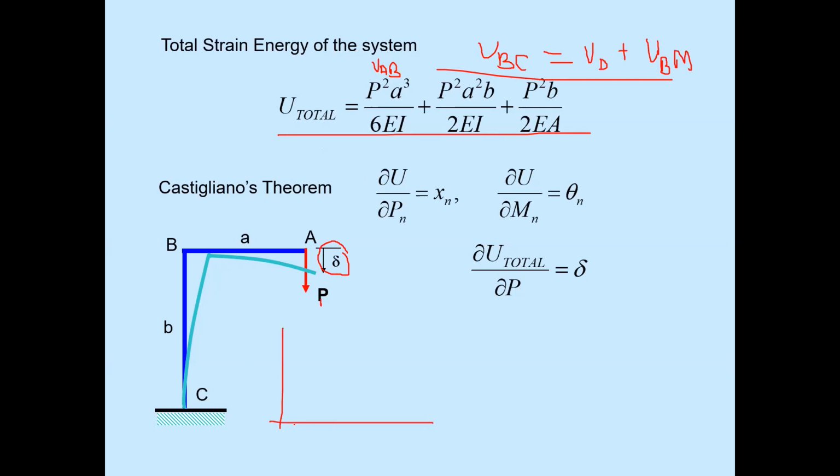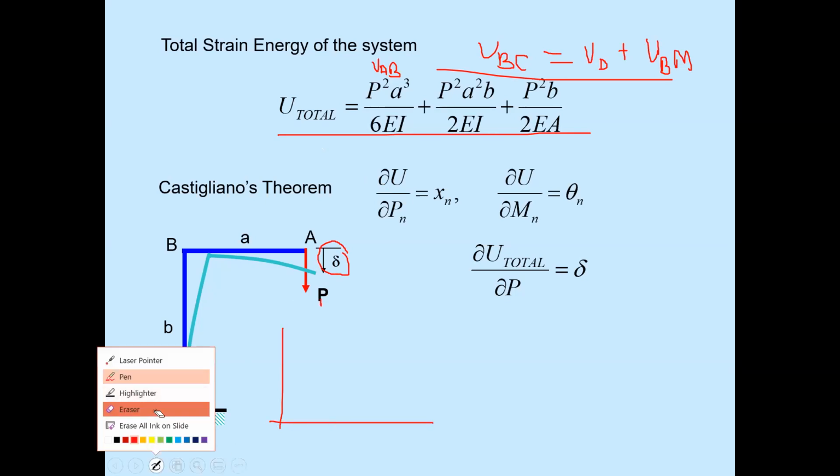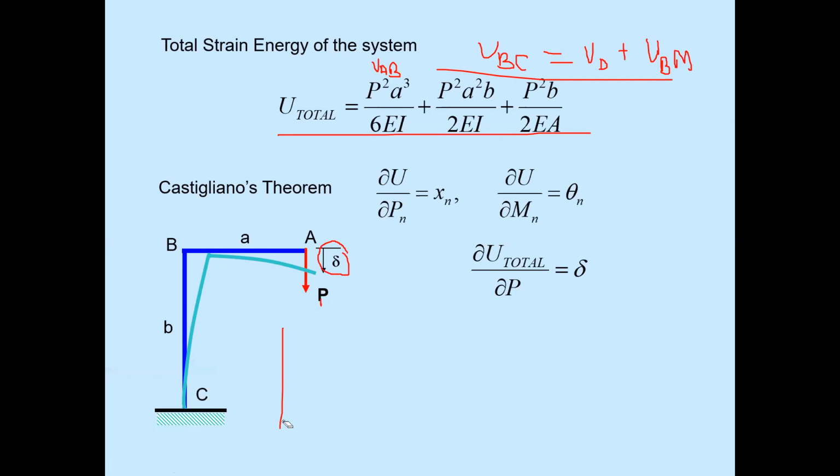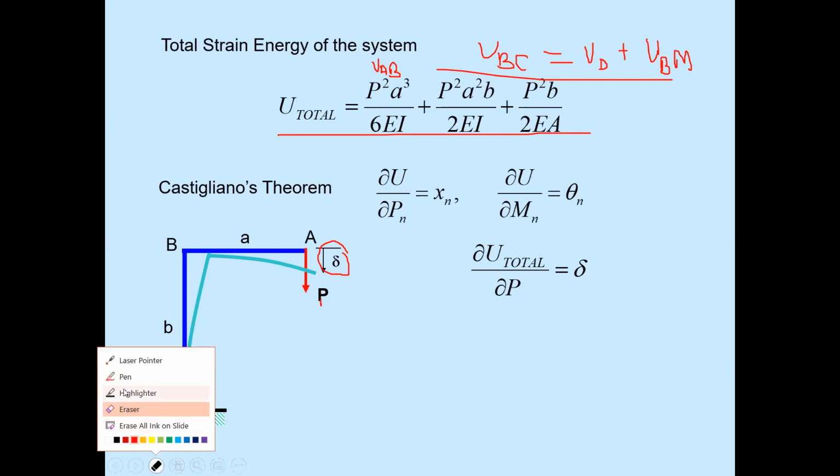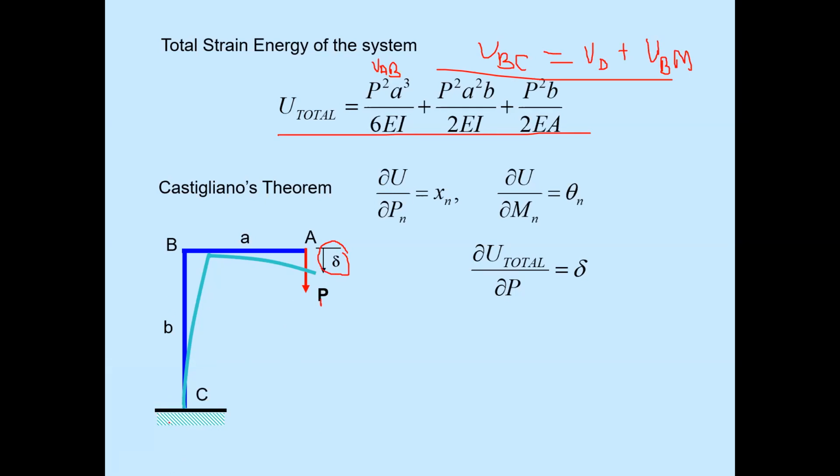If this is our structure, visualize in your mind the force P. If I apply a force P here, it will deflect downward, and this is a rigid joint, so it will shift directly from this. So the deflected profile will be like this.